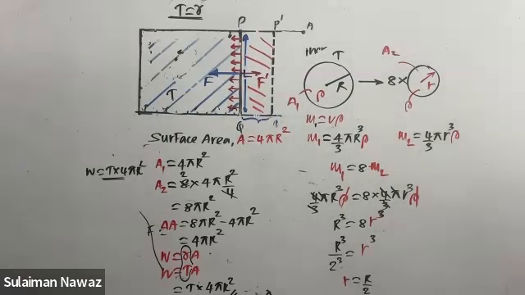Raise your hands if you finished the third one. The question says: find the amount of work required to break a drop of radius 0.5 centimeter into droplets of radius 1 millimeter under isothermal conditions. Same idea.